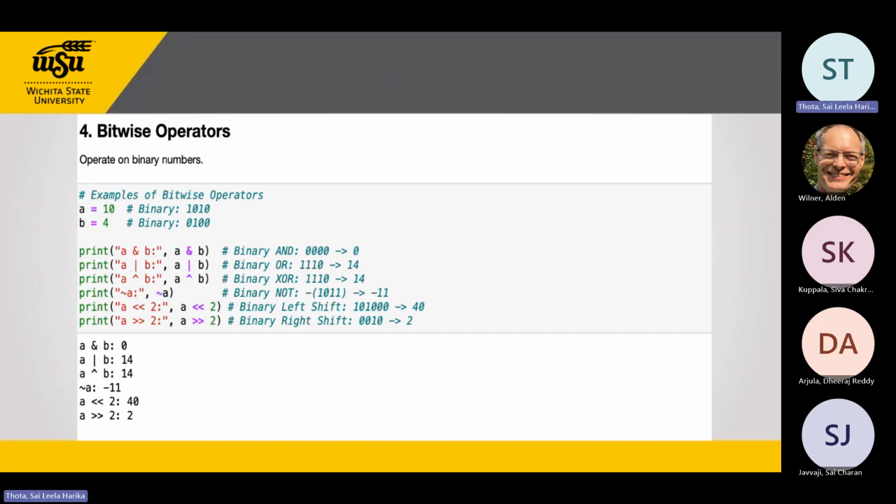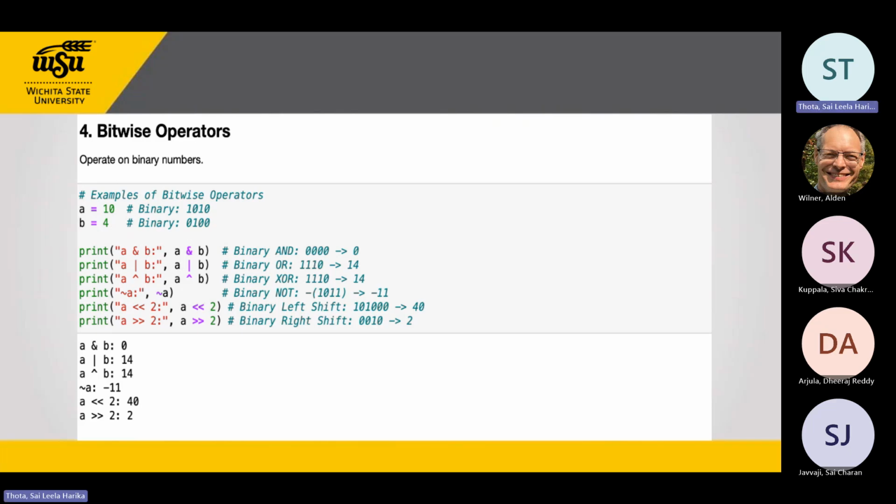Okay. Bitwise operators. We all know that computers always understand bitwise operations, only zeros and ones. So A equal to 10, in binary 1, 0, 1, 0, and B equal to 4, in binary 0, 1, 0, 0. We are trying to print A and B, so it will compare whether the AND operation is met or not. And A or B. And next XOR.